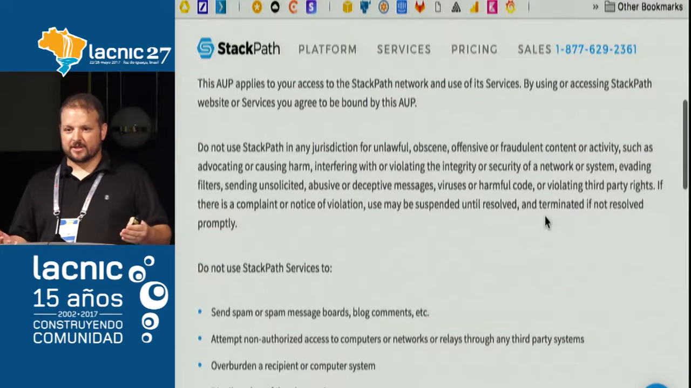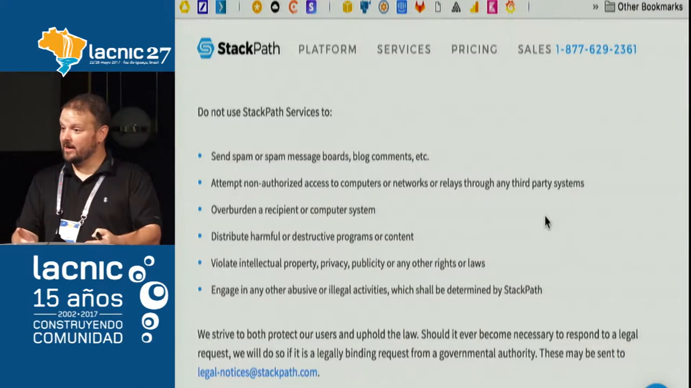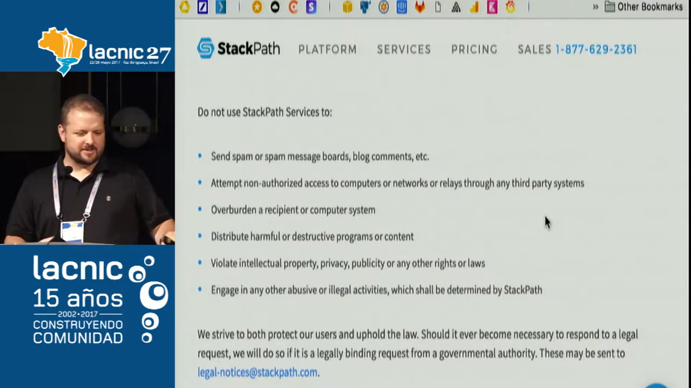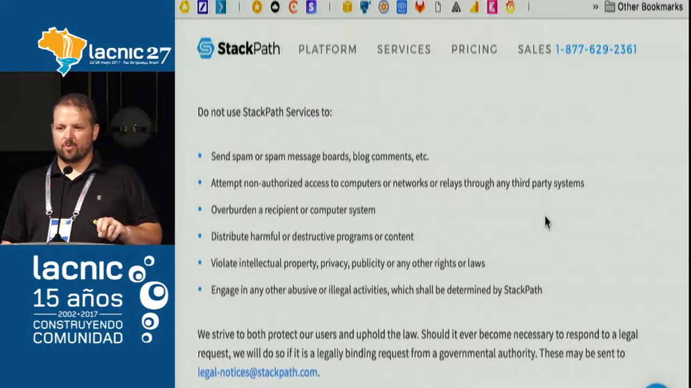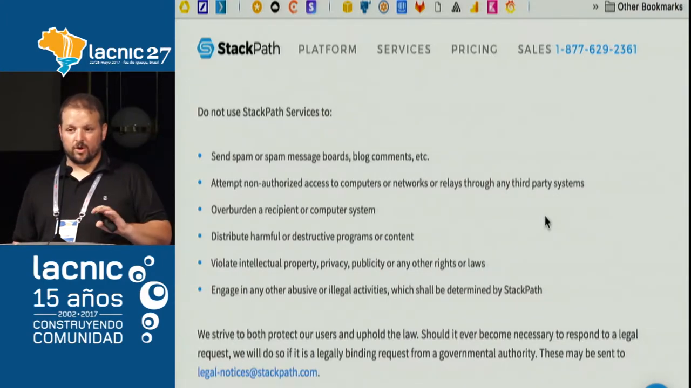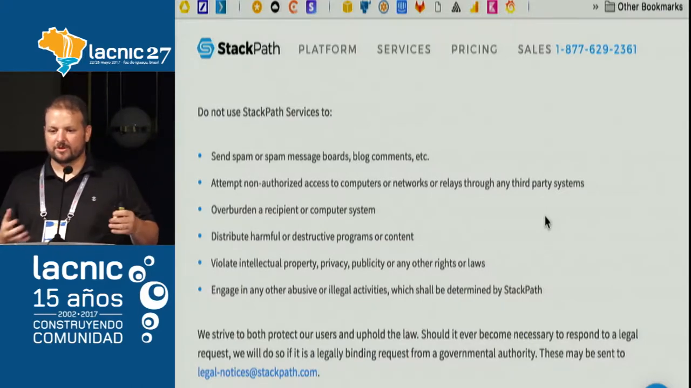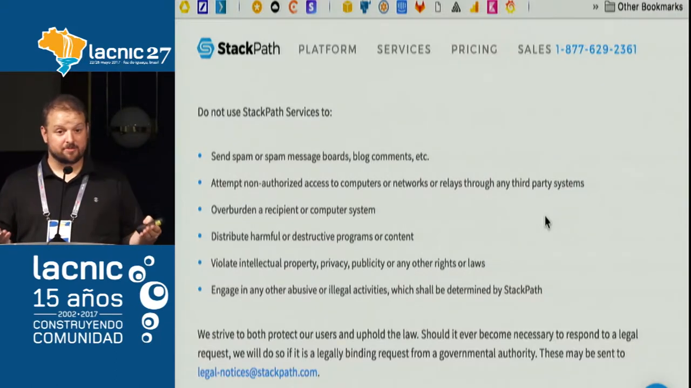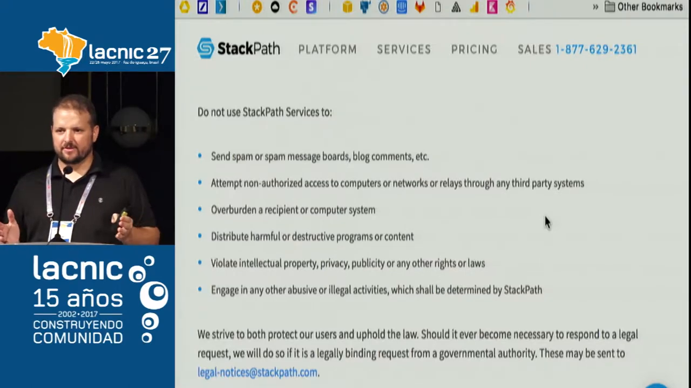So it lets the customer realize, I need to fix this, or I'm not only on the line for my company, but I'm also on the line for the company that is providing me the services. So that's one thing that is missing from theirs that is something that I would have added in. Also, you could probably be a little bit more descriptive in what you're putting in to some of this. Saying send spam or spam message boards, there's no real definition of what they determine what spam is. So it's a little nebulous with it.